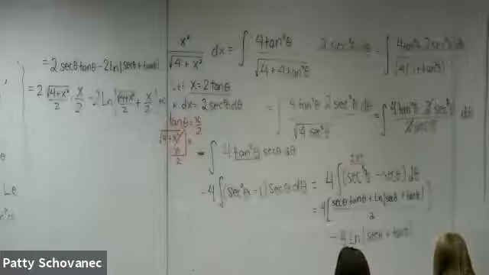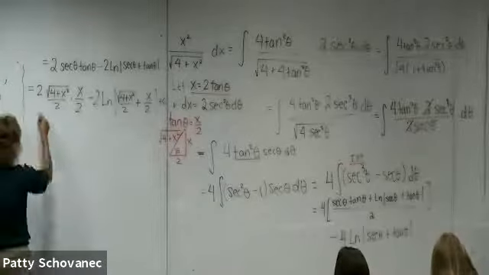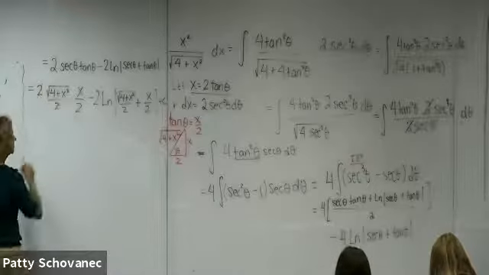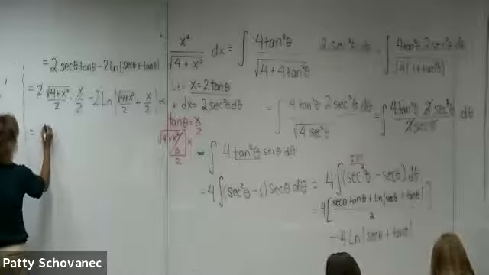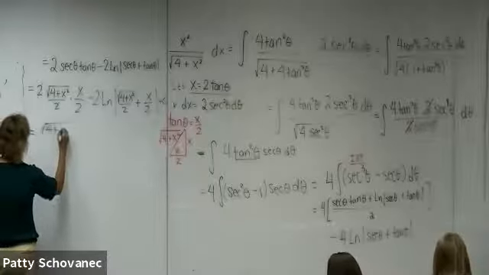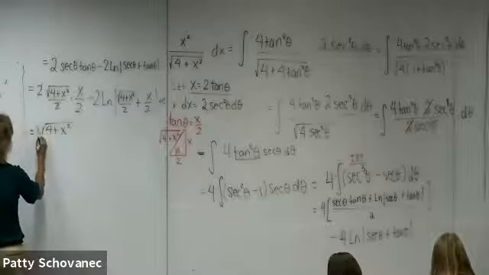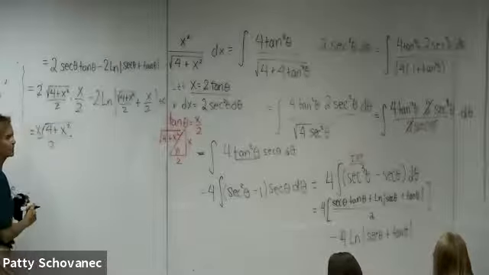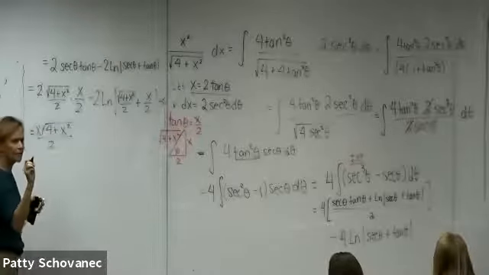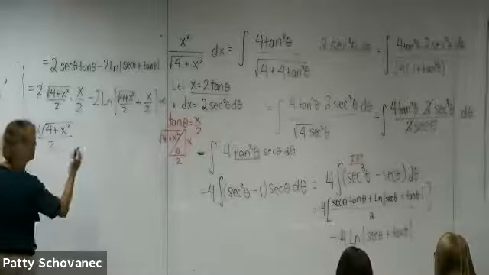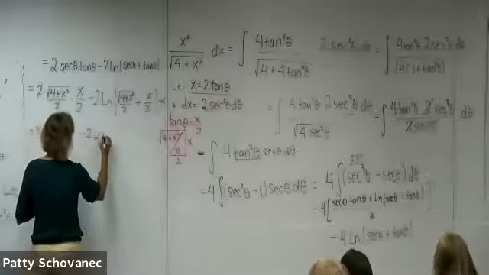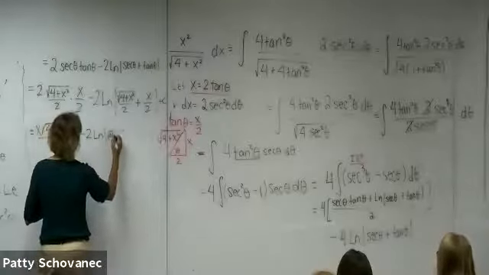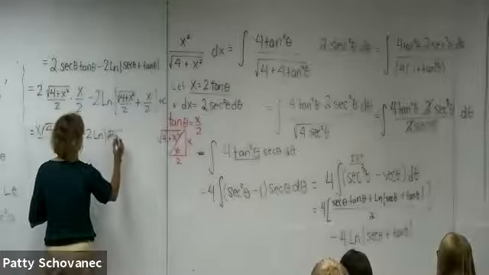I got a lot of 2's running around. I can cancel one of these. And we can write our answer as the square root of 4 plus x squared. Looks better to put that x in the front. Now, a lot of times your book will write this like this. I want you to tell me why I can do that.